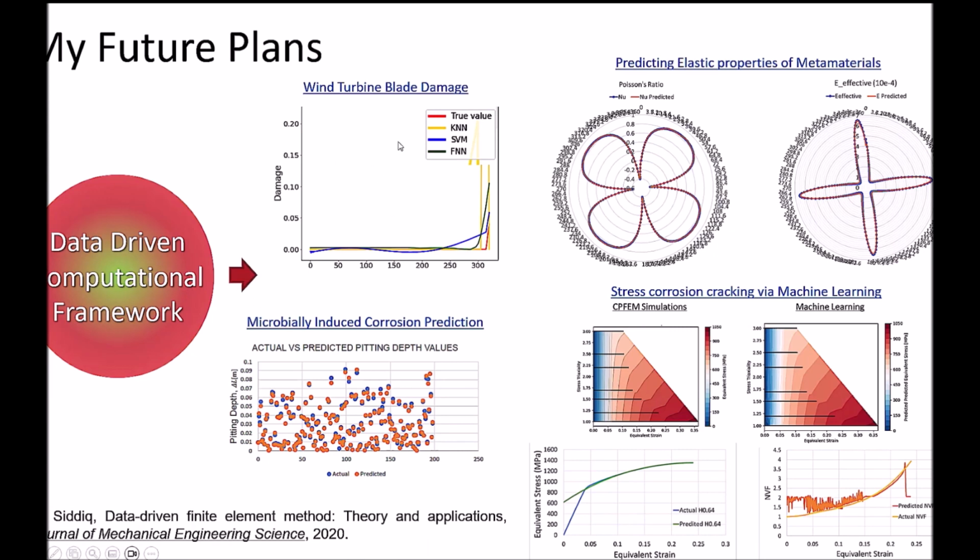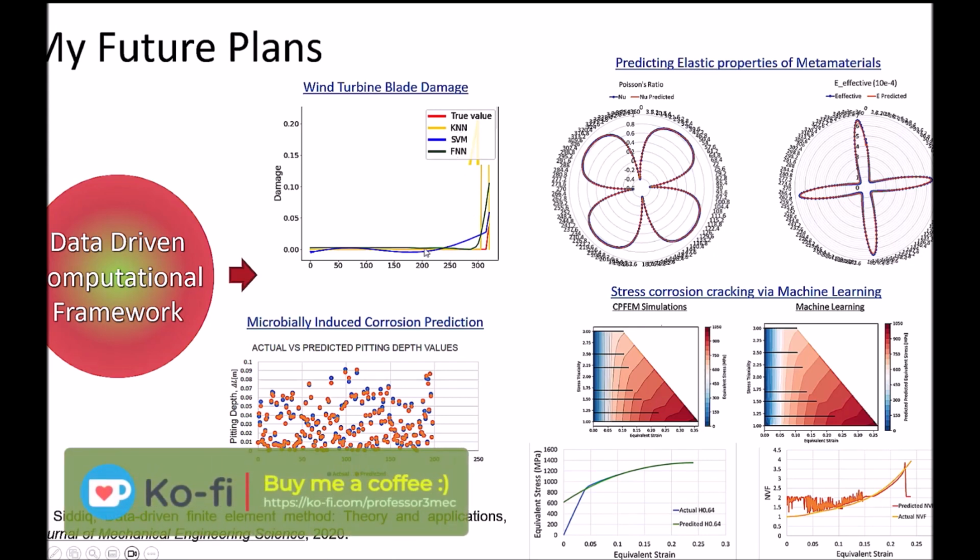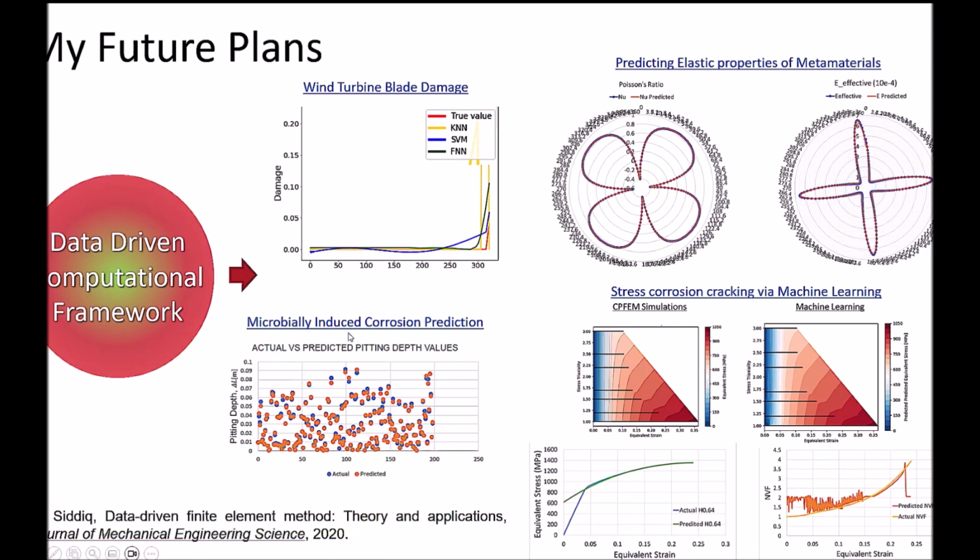This is one example of wind turbine blade damage. I gave you that example before as well. So we use different techniques, KNN, SVM, and FNN, to predict the damage in the wind turbine blade. Also for predicting microbially induced corrosion, as I mentioned, for long-term duration, if your structure is exposed to a subsea environment, there are many microbiological organisms there as well, so we are able to predict that as well. You see two dots, one is the actual and the other is the predicted.